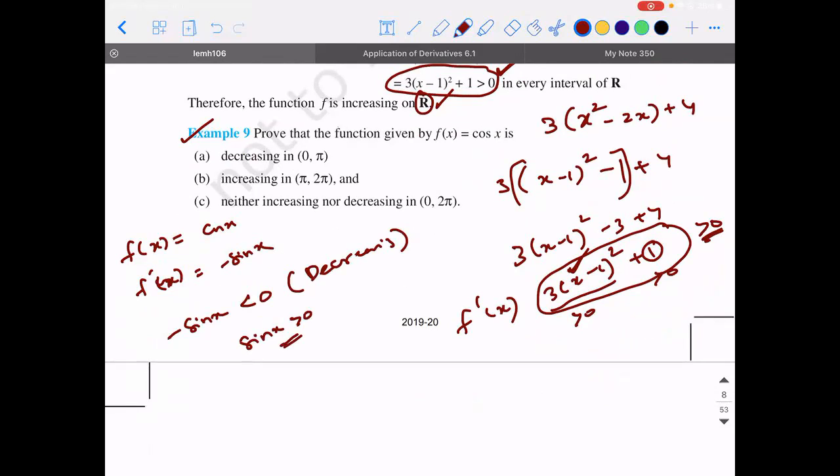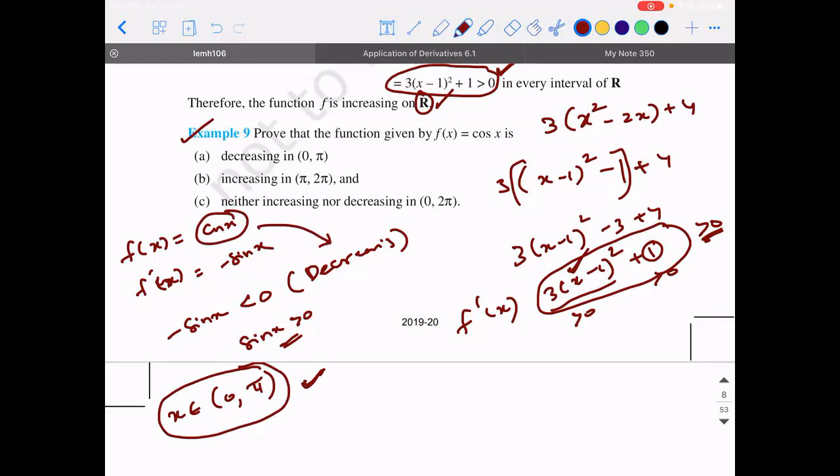So what is the interval where sin x is greater than 0? The first quadrant. Is it only first? It can be in the first and the second also. Sign is positive in first and second. So x belongs to 0 to pi. Means 0 to pi cos x is decreasing.